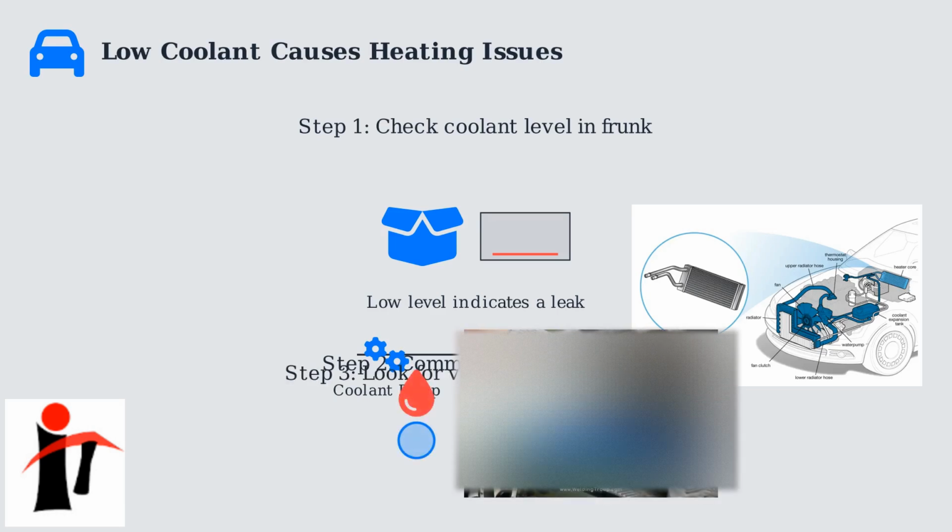Next, check under the car for visible signs of leakage, such as puddles or wet spots near the engine area. If you find any signs of a leak, it's best to schedule a service appointment with Tesla rather than attempting repairs yourself, as this could void your warranty.